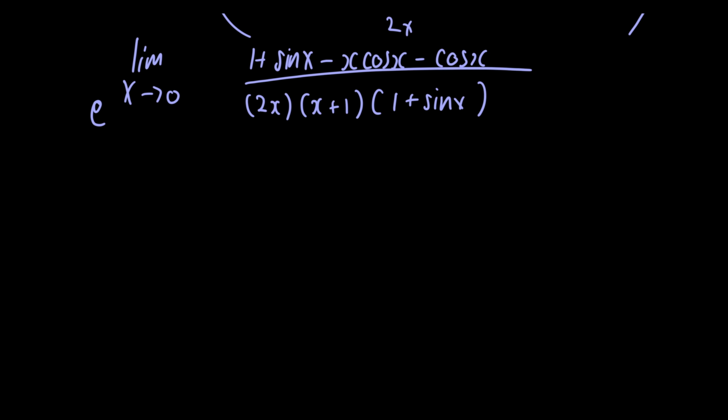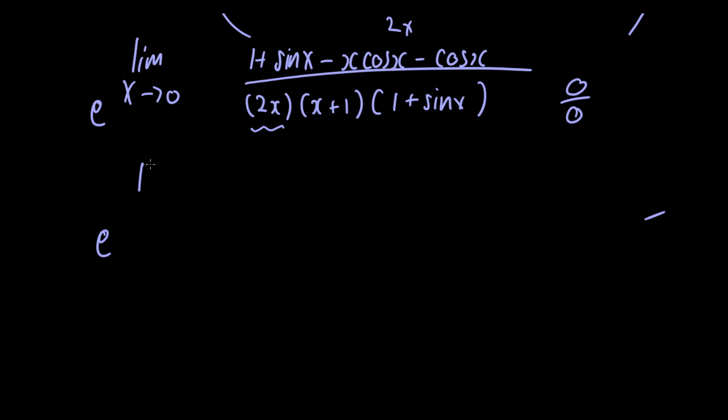Now notice that this limit is actually of indeterminate form 0 over 0 again. Sine of 0 is just 0. x times cosine of x is just 0 because we would have 0 here. And minus cosine of 0 is just minus 1. We would have 1 minus 1, so we'd have 0 in the numerator. And we have a factor of 2x here, so that would just be equal to 0. And it's multiplied by everything in the denominator, and anything multiplied by 0 is also 0. So let's go ahead and apply L'Hopital's rule for a second time in order to solve this problem.